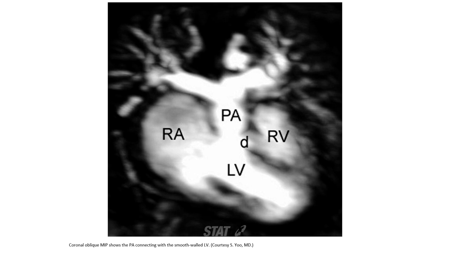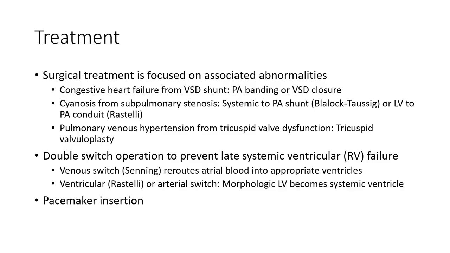Coronal oblique MIP shows the PA connecting with the smooth-walled left ventricle. Treatment. Surgical treatment is focused on the associated anomaly.